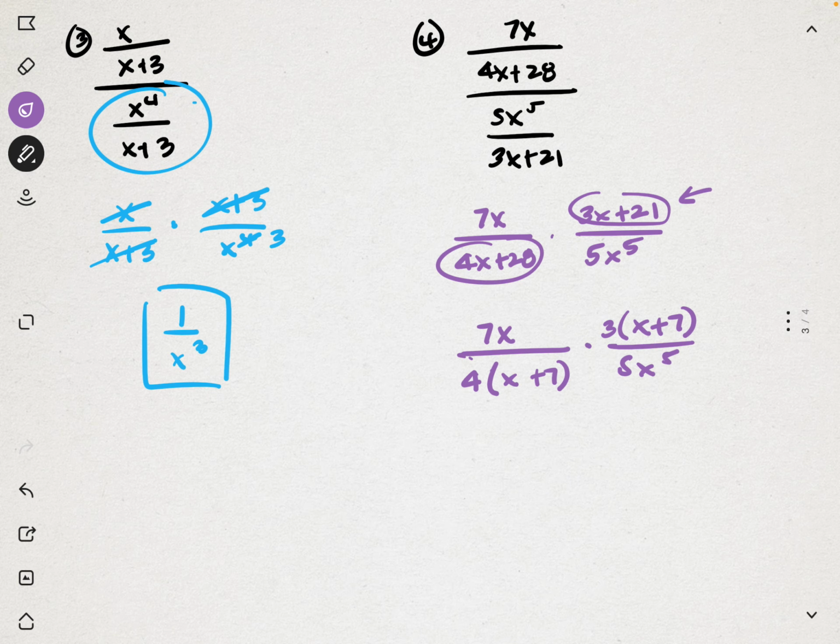So now let's start simplifying this a little bit. We know that this x can cancel with one of the x's in the denominator. We know that x plus 7 can cancel with itself. Nothing else that we can simplify from our numbers. So we have 7 times 3 on top. And on the bottom we have 4 times 5 is 20 x to the 4th.